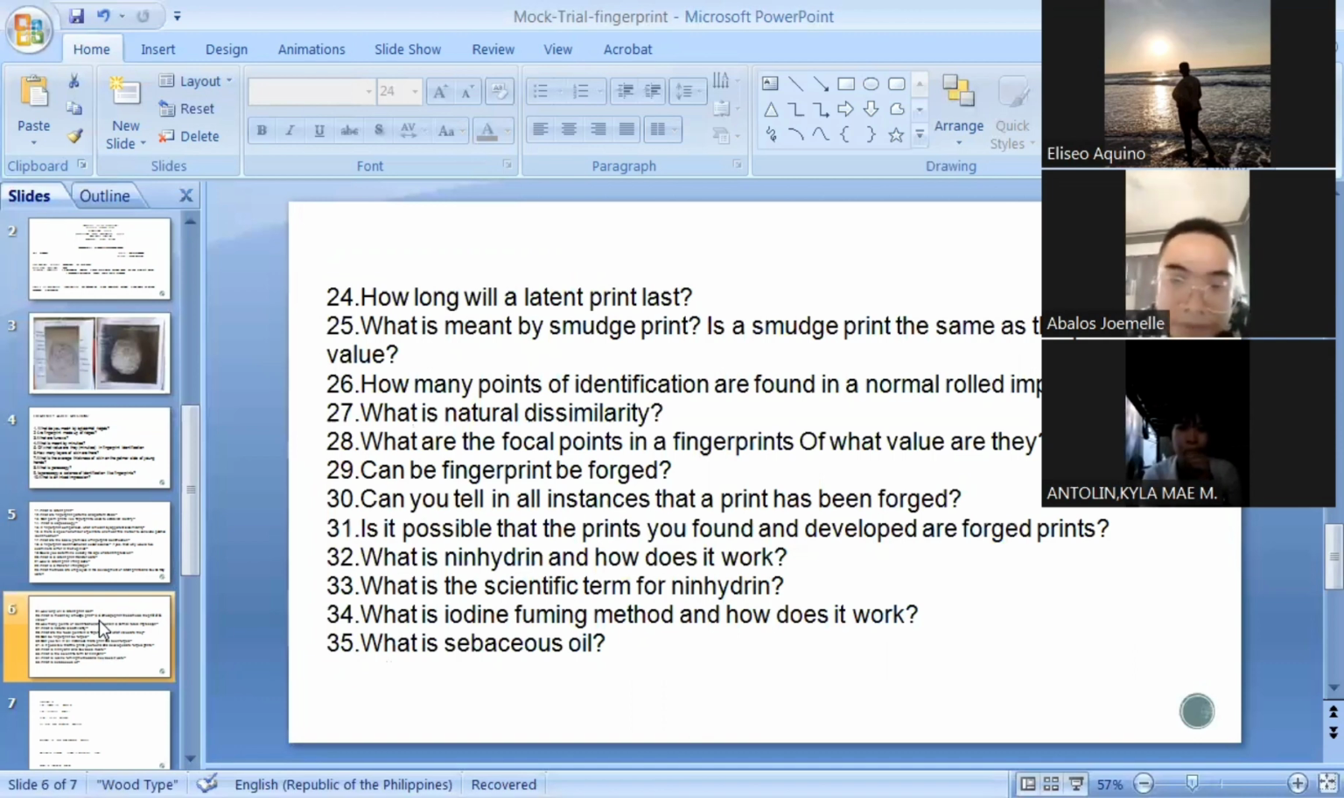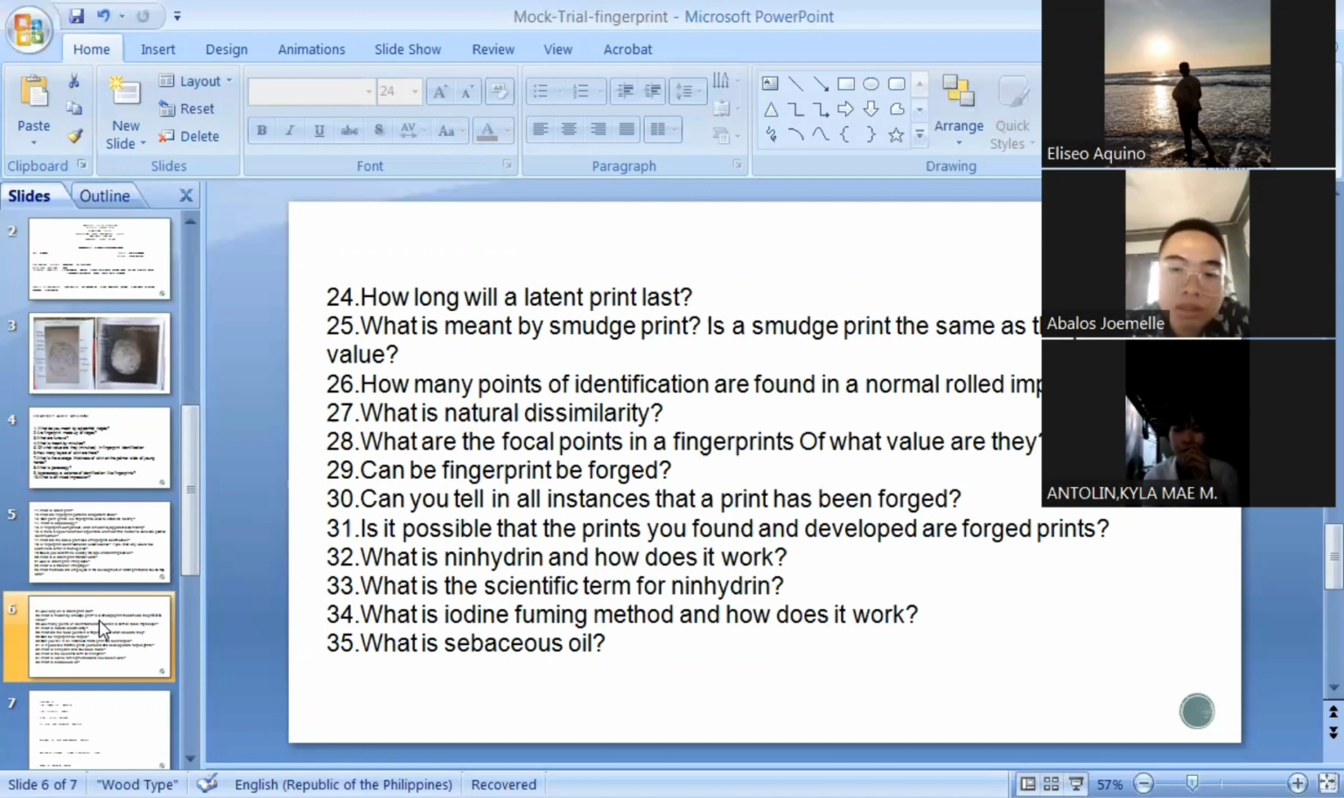25, what is meant by smudge print? Is smudge print the same as a print of no value? Yes, because smudge print is a print that is badly formed or distorted. How many points of identification are found in normal roll prints? Up to 10 prints. What is natural dissimilarity? Natural dissimilarity is the idea that no person has the same prints.